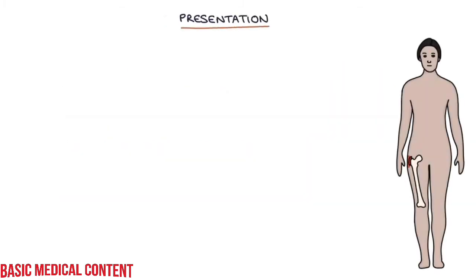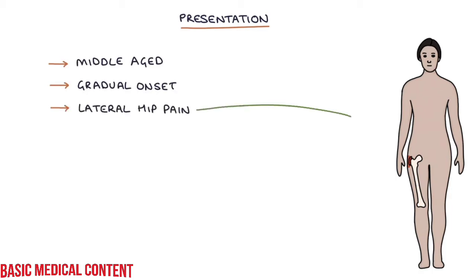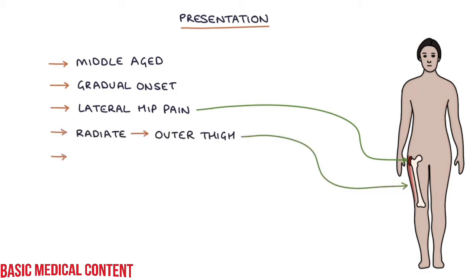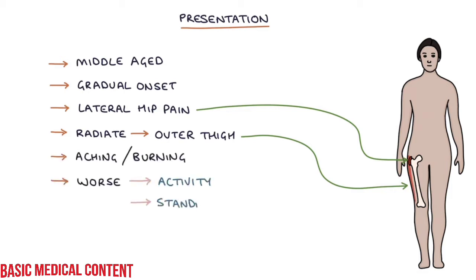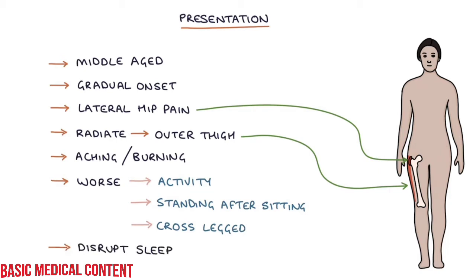So let's talk about the presentation of trochanteric bursitis. The typical presentation is a middle-aged patient with gradual onset lateral hip pain over the greater trochanter on the outside of the hip. And this pain may radiate down the outer thigh. The pain is described as aching or burning, and it can be worse with activity, standing after sitting for a prolonged period, or trying to sit cross-legged. The pain may disrupt sleep, and it can be difficult to find a comfortable lying position.